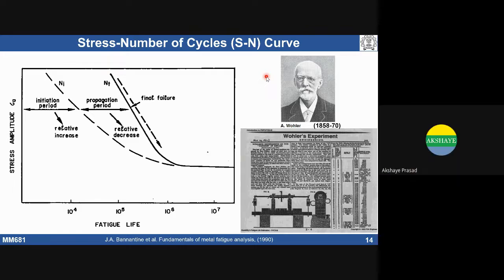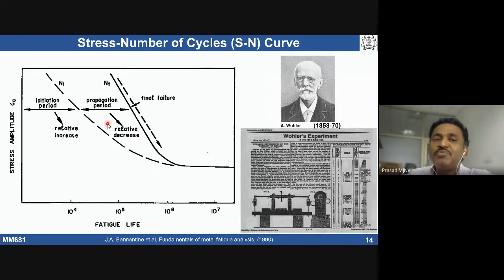Hello, sir. How can we distinguish between initiation period and propagation period? So this is actually not possible initially. That is possible only with the fracture mechanics approach. From a simple test, it is difficult to monitor. So this was established only later, after having an understanding of the fracture mechanics approach.